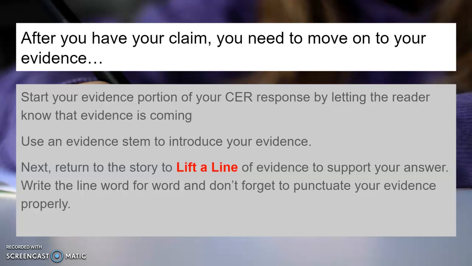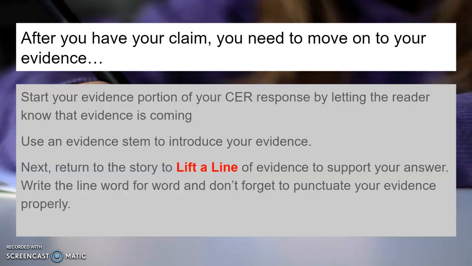And in order to do this, just like we did when we write argument papers or literary analysis or anything else, we're going to use an evidence stem to introduce our evidence, to let our reader know what is about to come, to help our reader out. And our evidence stems, again, are on an anchor chart in the front of the classroom. So you can use any of those that make sense for you.